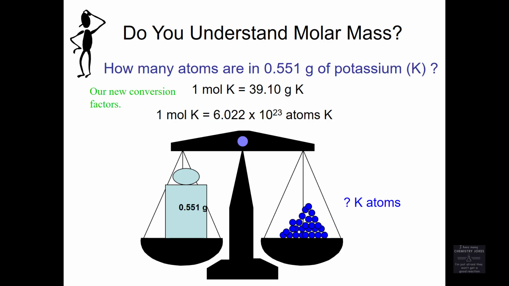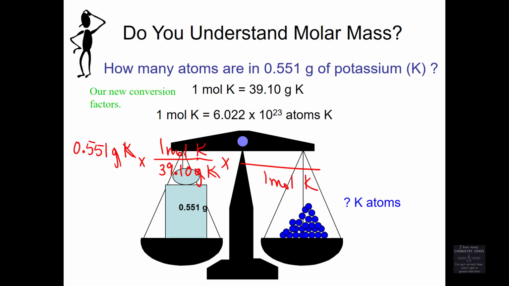So the way we do our conversion is start with the lonely number, just like we did before. 0.551 grams of potassium is our lonely number. Multiply that by 1 mole. I realize I'm running on top of the stuff, but I didn't plan ahead. I'll do better. 1 mole of potassium weighs 39.10 grams. So my grams cancel. And 1 mole of potassium has 6.022 times 10 to the 23rd atoms of potassium.